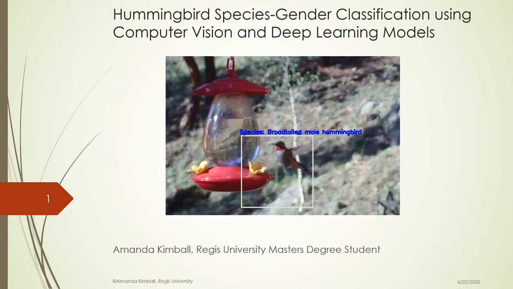My name is Amanda Kimball, and this is my Practicum 1 project for my master's degree from Regis University. The purpose of the project was to create an image classification model for hummingbird species and gender from a camera set up at my hummingbird feeders.